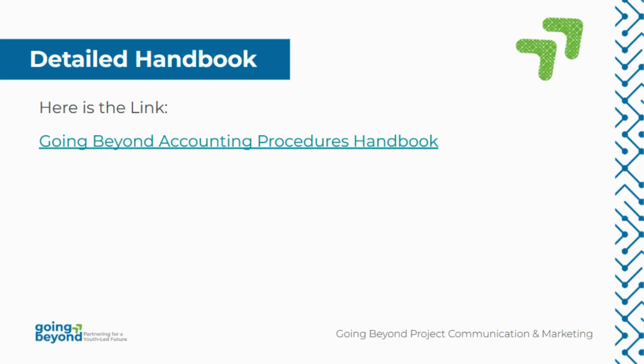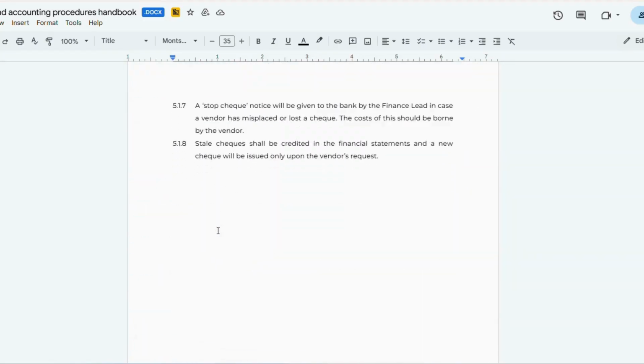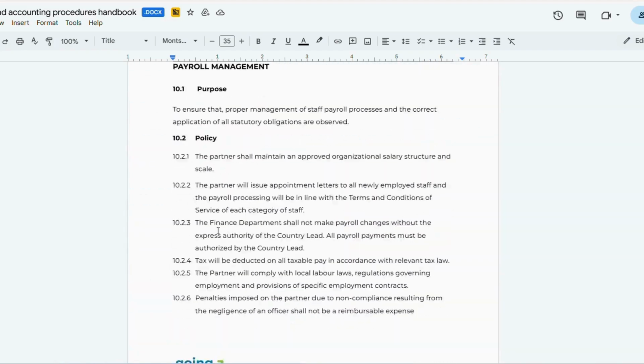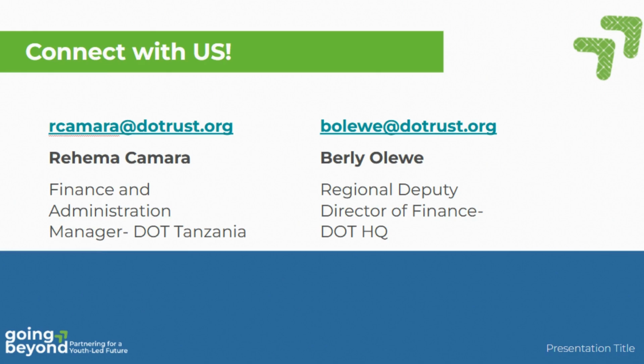To wrap up, the handbook underscores the importance of financial compliance, accountability, and adherence to best practices to maintain donor trust and operational integrity. For more clarification, kindly connect with us through the following emails displayed above.